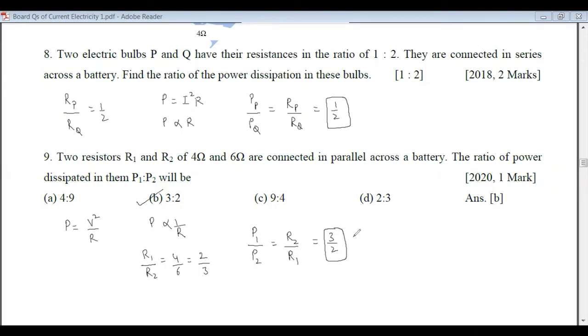So we have completed this chapter. These were some of the board questions which we have discussed, and these questions are repeated also. Okay, also you have to do the NCERT exercise questions. And the next chapter which we will start is magnetic effects of electric current.